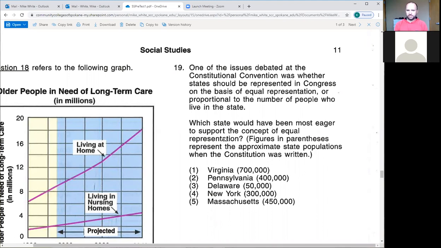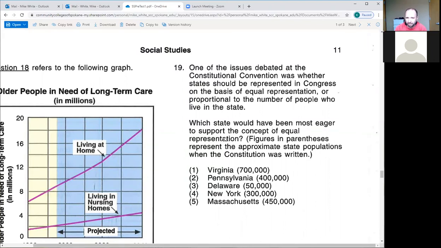of equal representation? Then they give you the state's name with their approximate population in the Constitution. We have Virginia with 700,000 people, Pennsylvania with 400,000 people, Delaware with 50,000 people, New York with 300,000 people, and Massachusetts with 450,000. So, of those states, which one would be the most behind having equal representation? In other words, which state would benefit the most from having equal representation?